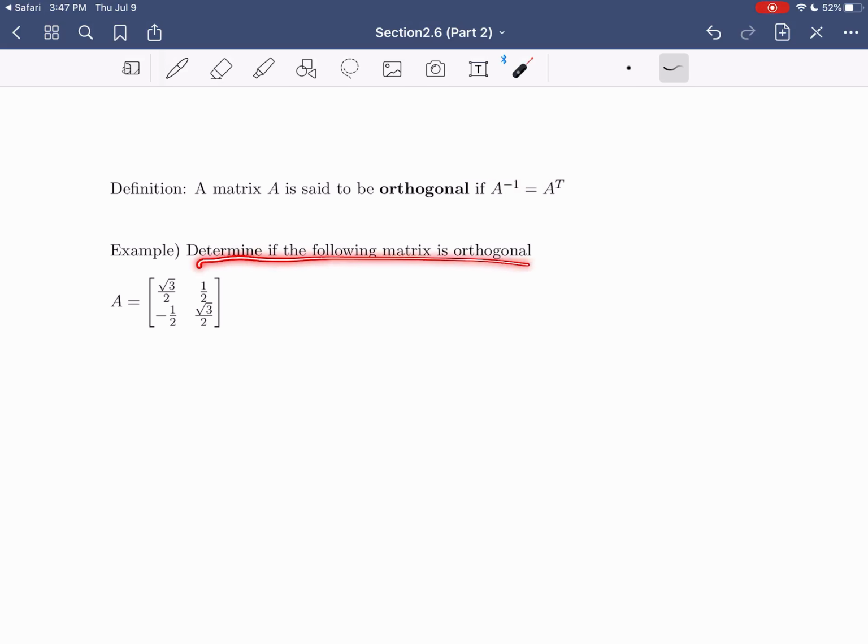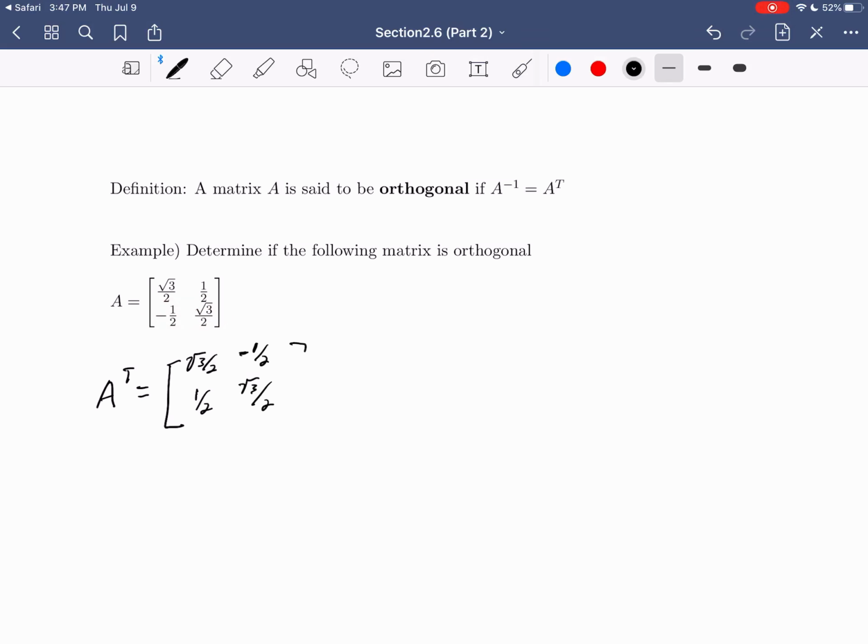So let's determine if the following matrix is orthogonal. So we have this matrix here. A is the square root of 3 over 2, 1/2, negative 1/2, square root of 3 over 2. And we'd like to know if it's orthogonal. Well, notice we could come up with A transpose very easily. A transpose, if we do this, this first row would become the first column, so it would be root 3 over 2, 1/2. And the second row would become the second column, so minus 1/2, root 3 over 2.